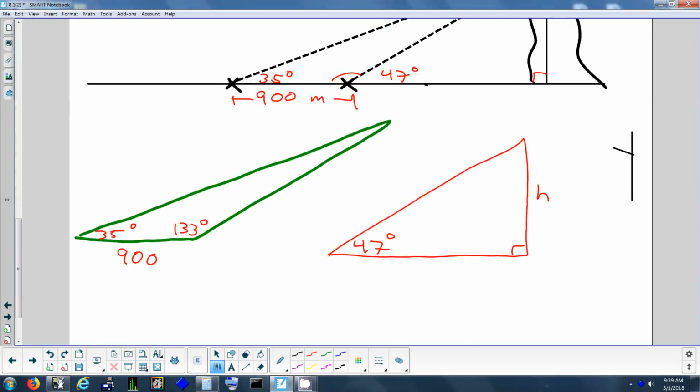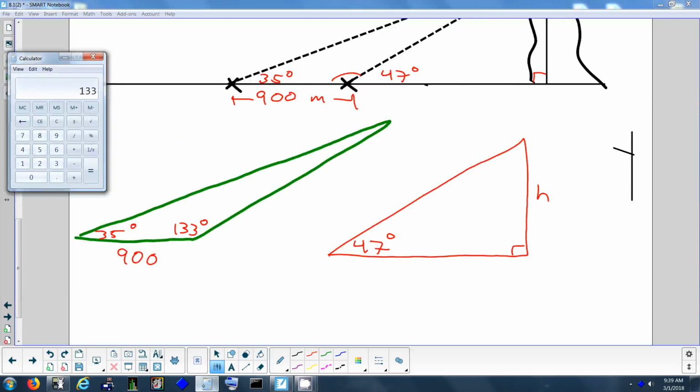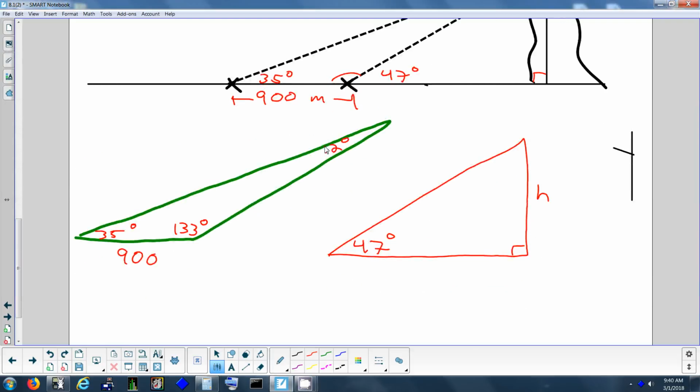Yeah? You can find the third angle. Yeah, I could find the third angle. And that's important because now if you know an angle and the side across from it, law of sines is going to work for something. So we have 168. Subtract it, we get 12.